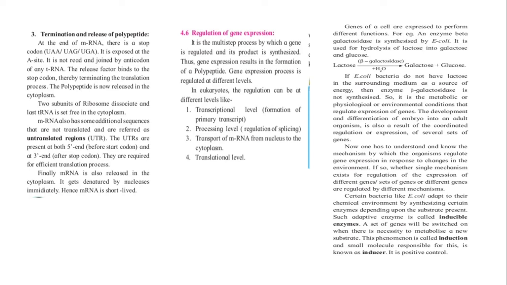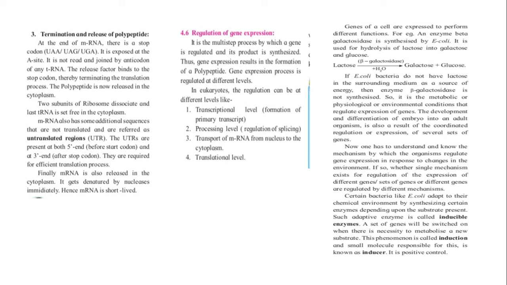Genes of a cell are expressed to perform different functions. For example, the enzyme beta galactosidase is synthesized by E. coli. It is used for hydrolysis of lactose into galactose and glucose. If the bacteria do not have lactose in the surrounding medium as a source of energy, then the enzyme beta galactosidase is not synthesized. So it is the metabolic or physiological or environmental condition that regulates expression of genes.